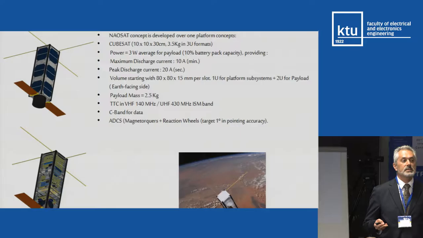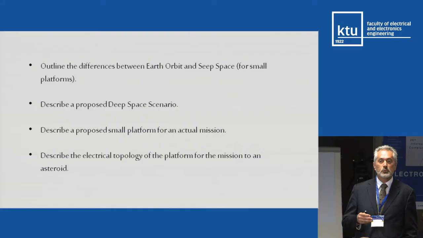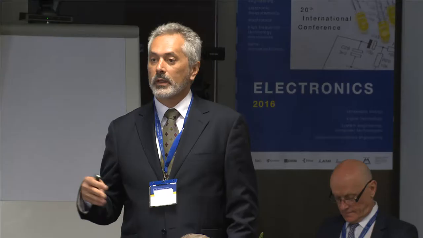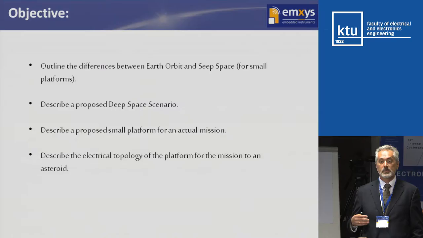So this is what I'm going to describe in this conference. The outline is to outline the differences between a small platform that is orbiting around Earth and one that goes beyond the orbit of the Earth. Then I will describe, as an example, a deep space scenario that we participated in. And I will describe a proposed small platform that may go outside Earth orbit. And then the topology of the platform for the mission, in particular how the electronics has been tailored for fulfilling this mission.